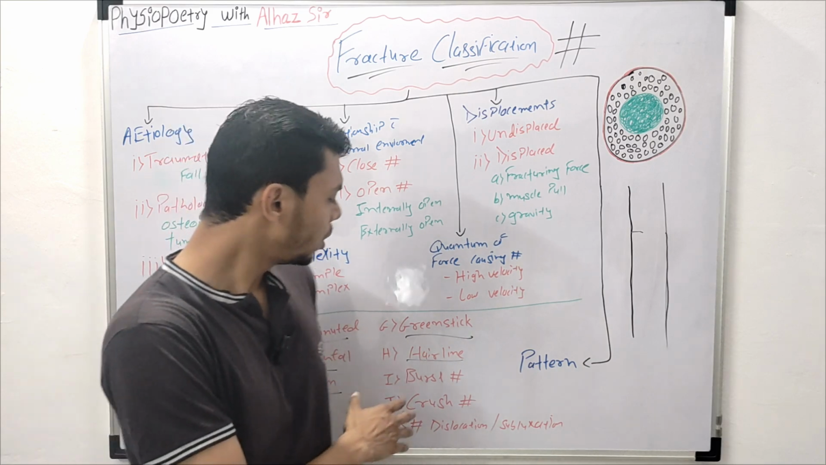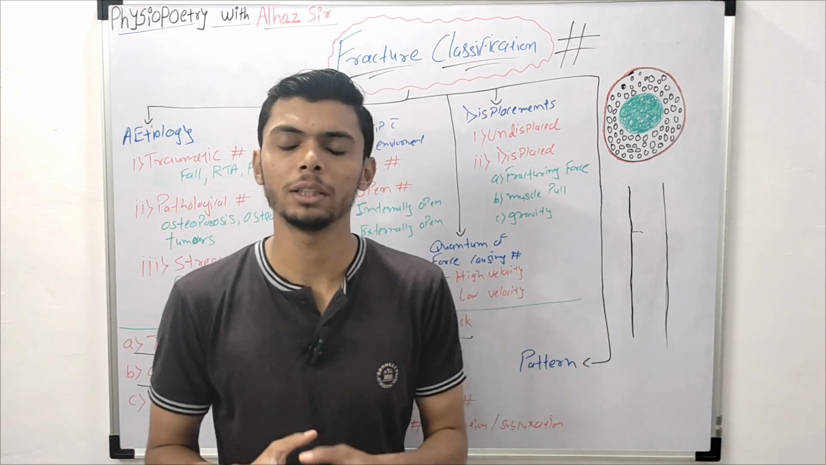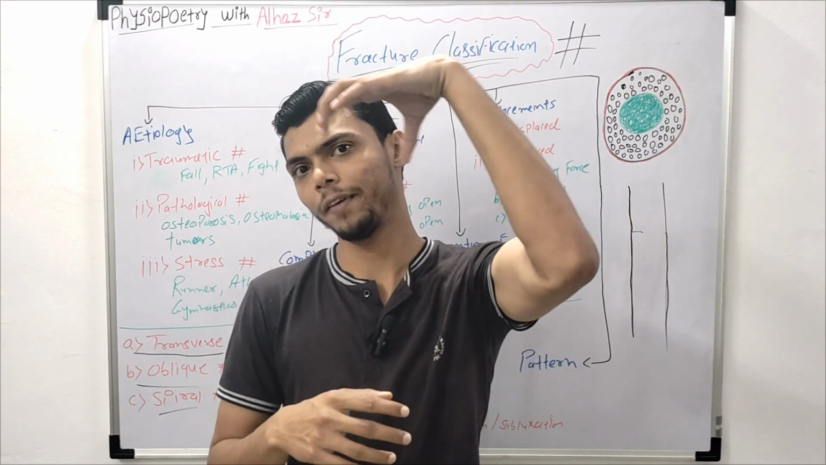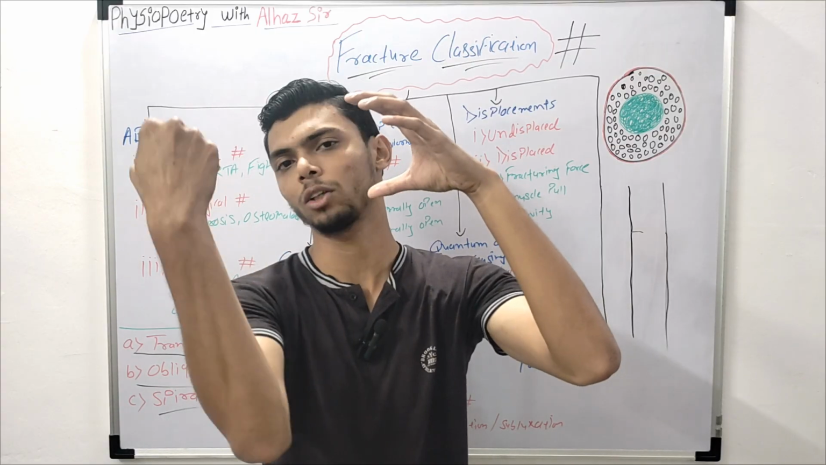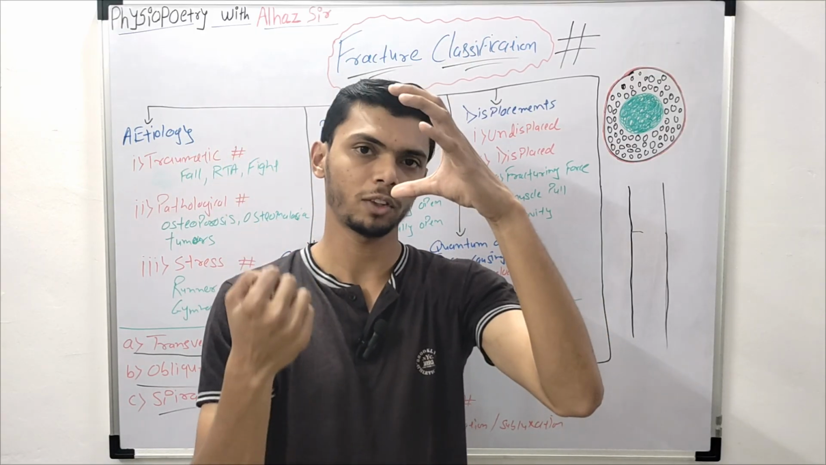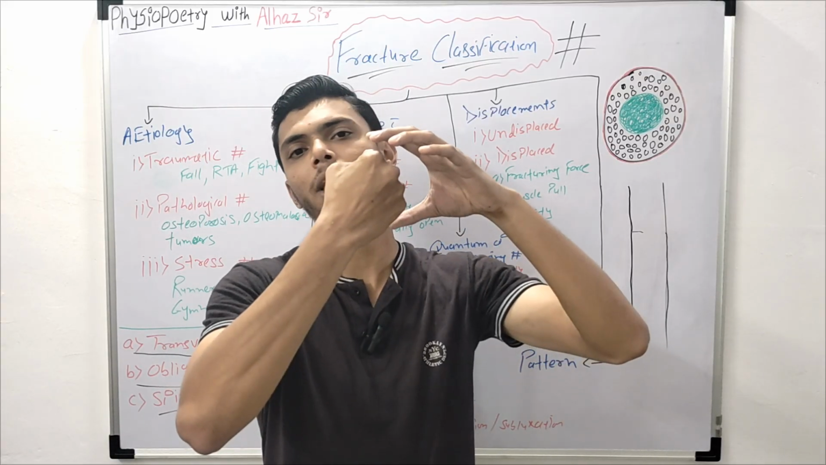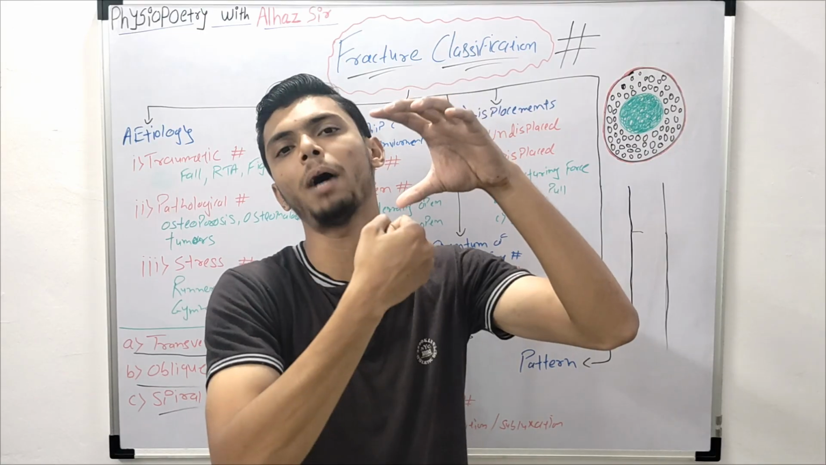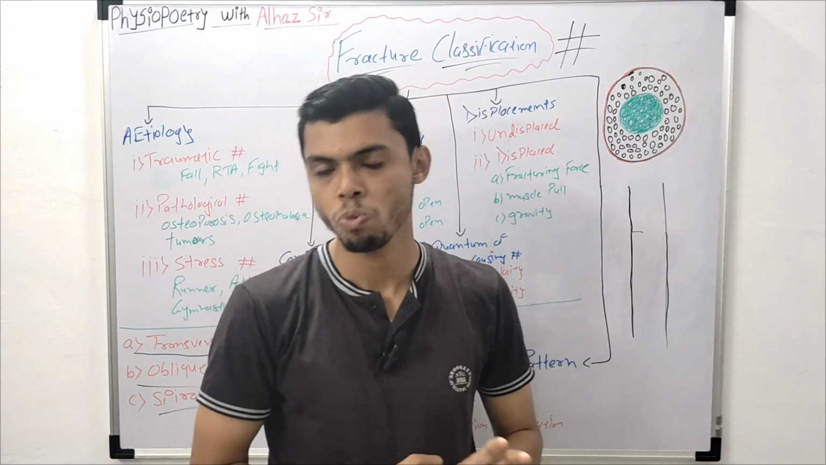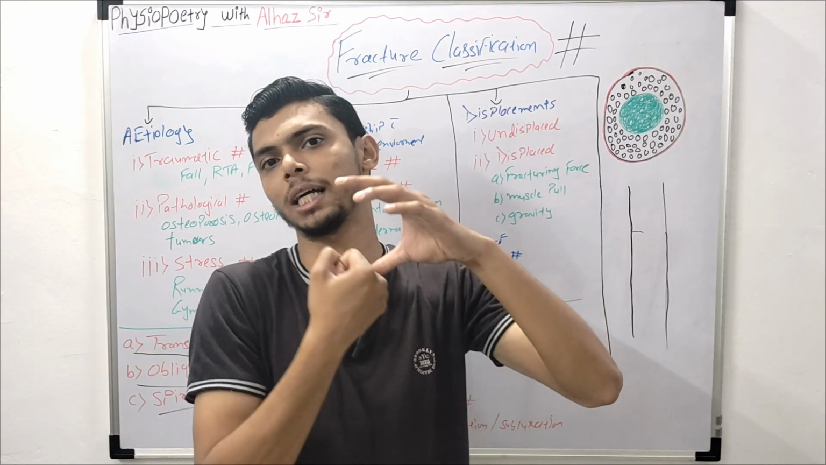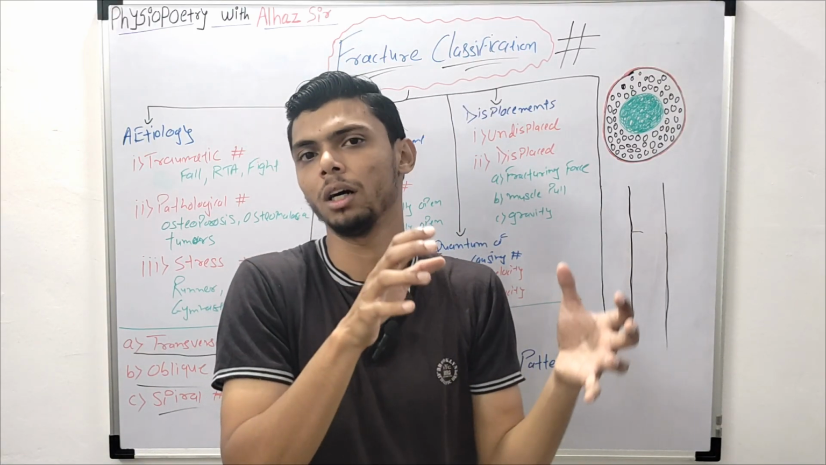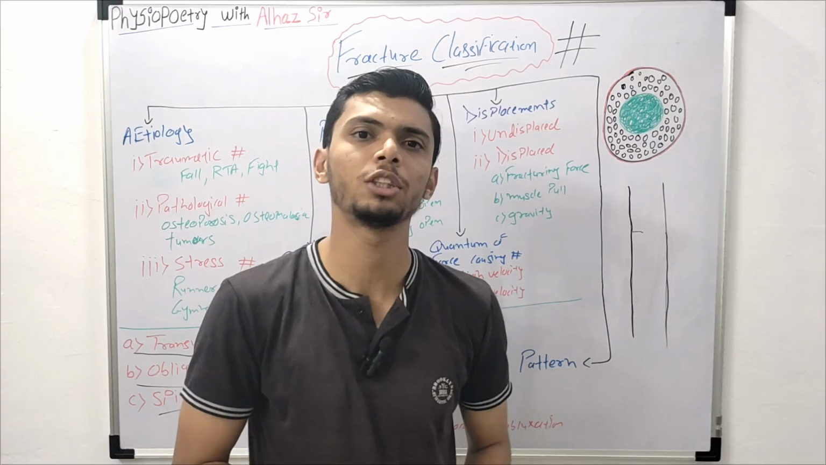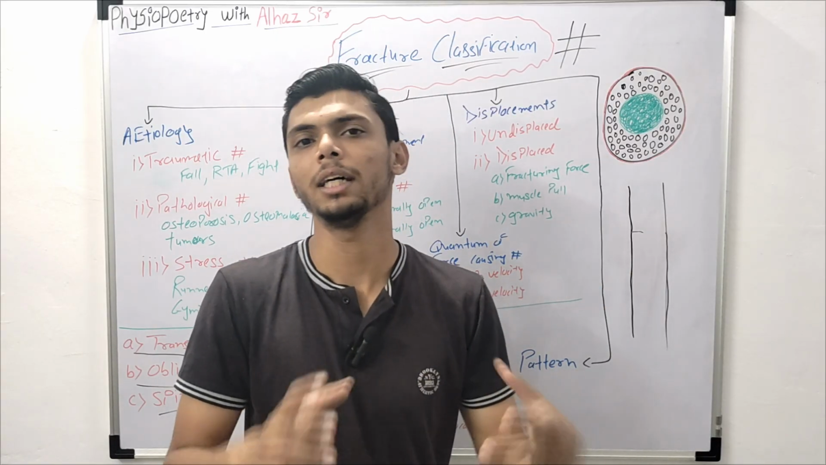One more thing: there is often confusion between dislocation and subluxation. If this is a convex surface of a joint and this is a concave surface of a joint, and a fracture occurs due to force and the articulation goes completely out, then it is a dislocation. If it has partially moved from its place, and some part of the articulation is still intact, then it's a subluxation. If it is completely out, it's a dislocation.